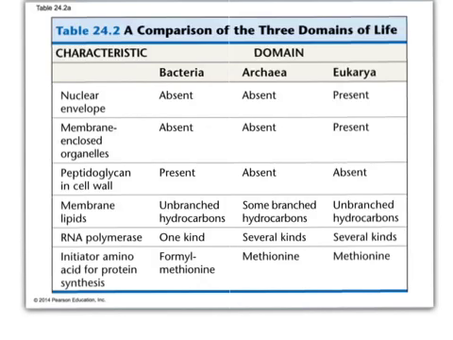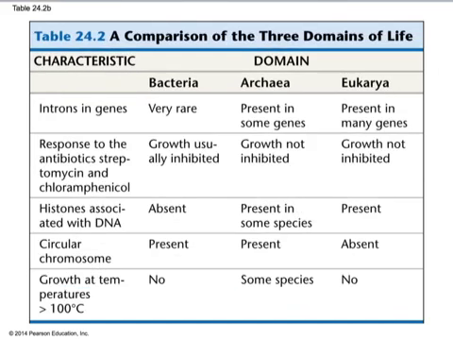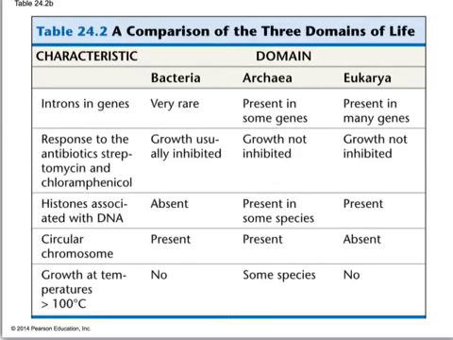All right. Introns. They are present in archaea and eukarya. Okay, they're not found in bacteria. Right. Antibiotics. They don't work against archaea and eukarya. Right? Histones are present in some species of archaea. Right? Circular chromosomes. Right? And then you end up, this is the real defining difference. Growth in extreme environments. All right?